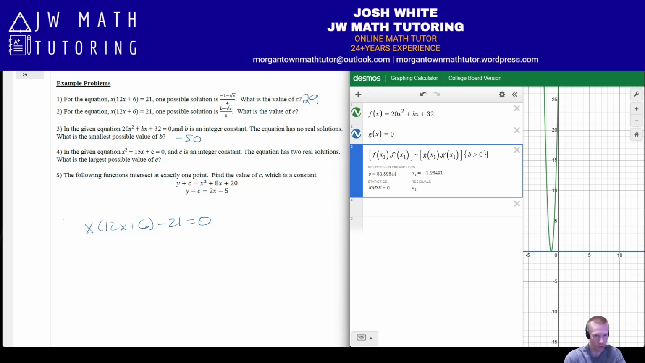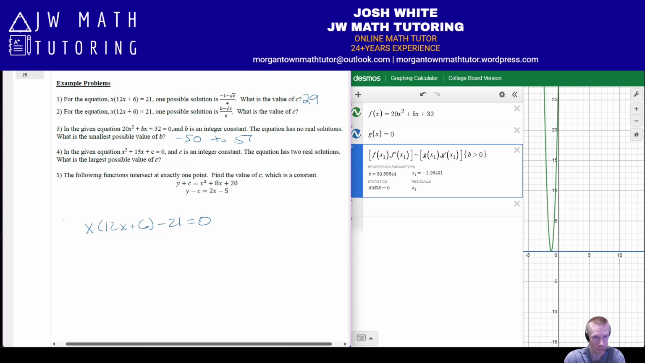This is in the notes in the guide, but I just want to mention it briefly here. When you're looking for the largest or smallest possible value of b, there is technically a range. In other words, when b is from negative 50 to positive 50, the equation will have no real solutions. And when it's less than negative 50.59644, or greater than 50.59644, on the outside so to speak, then it's going to have two real solutions.